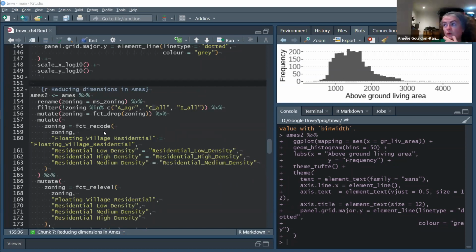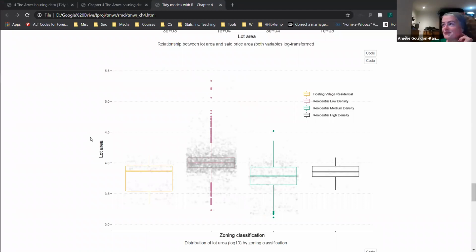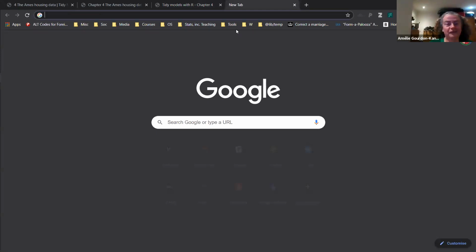And yeah, floating village. Do you see? I didn't know there was no water. I'm just googling it. I have to Google, sorry. It's a good question.